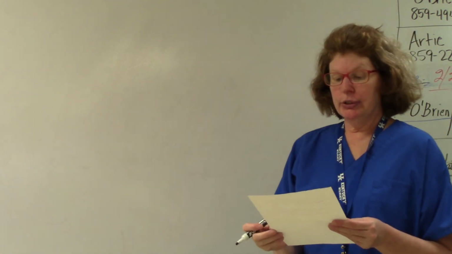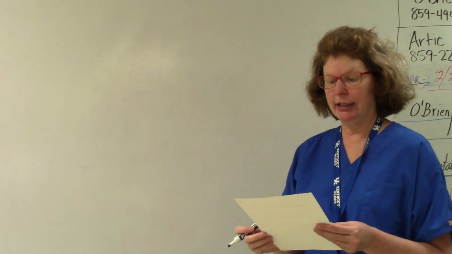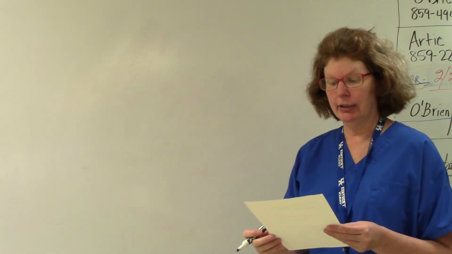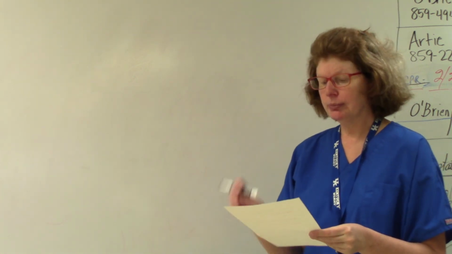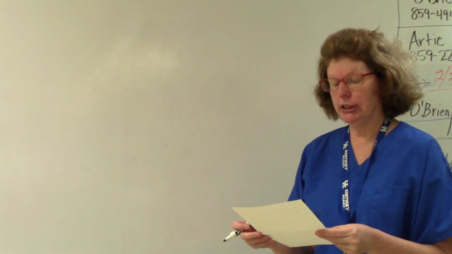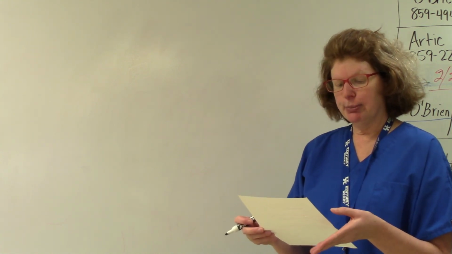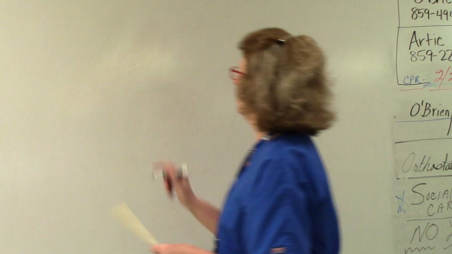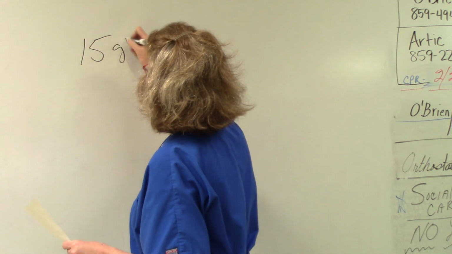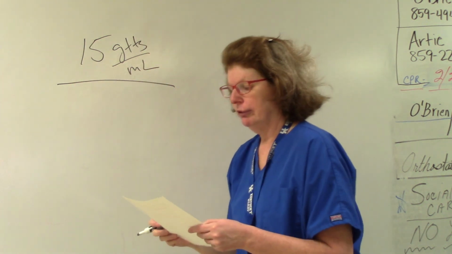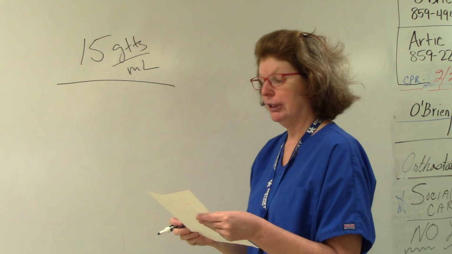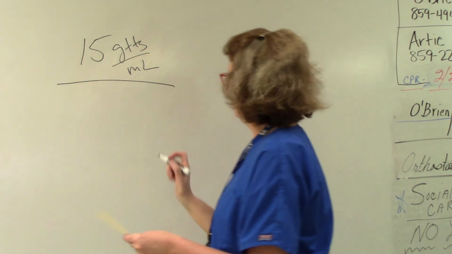Okay, the third problem said to infuse D5 half normal saline with 20 milliequivalents of KCl at 100 milliliters per hour. So here's an example where there's a lot of numbers in that problem, but we only need 3 pieces of information. For this problem, our text told us to do it at macro, and for these problems, macro is 15 drops per milliliter. So we want our drop factor, 15 drops per milliliter. So we are infusing 100 milliliters per hour. So I'm fine with those numbers.